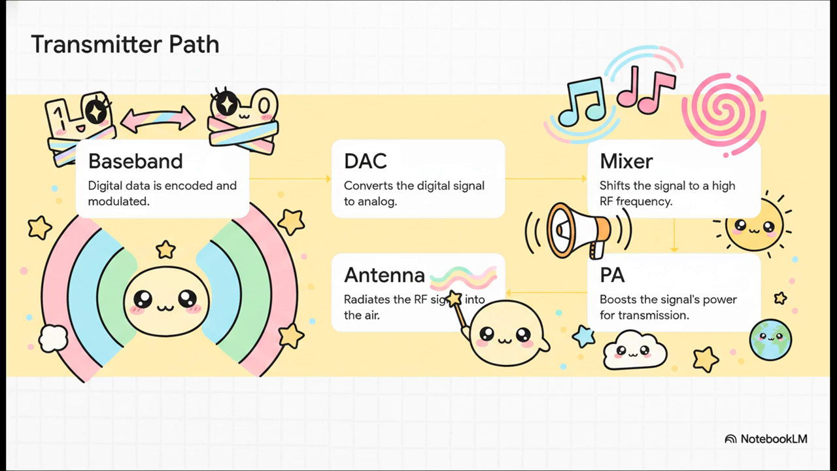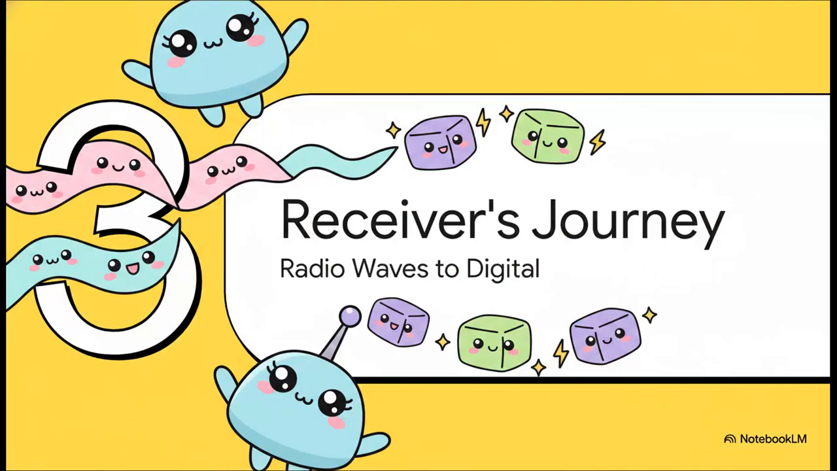But now that signal is just a tiny whisper, so it's fed into the power amplifier, or PA. The PA is like a giant megaphone. It just blasts the signal, giving it the power it needs to travel a long distance. And finally, the antenna takes that powerful high-frequency signal and radiates it out into the world as a radio wave. Job done. So our data is out there, flying through the air.